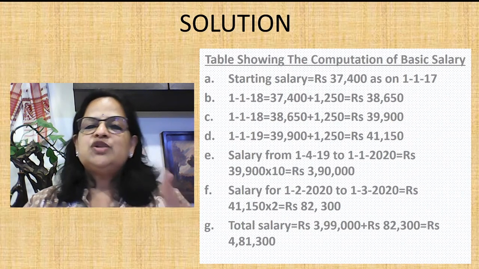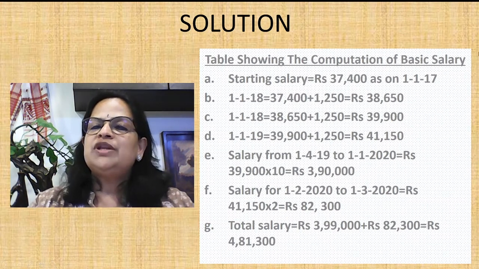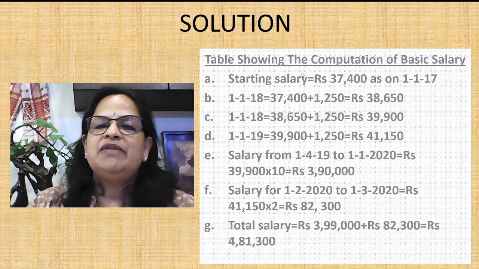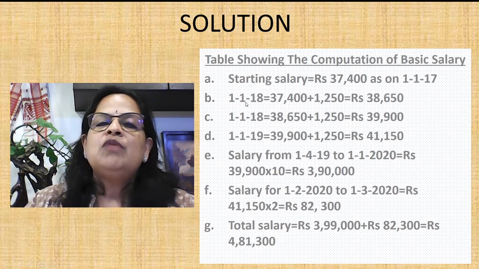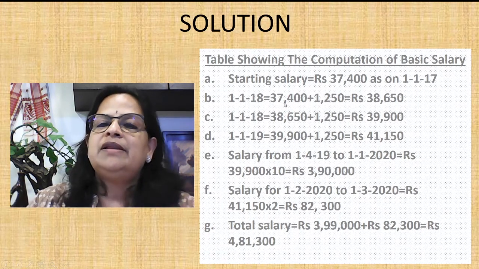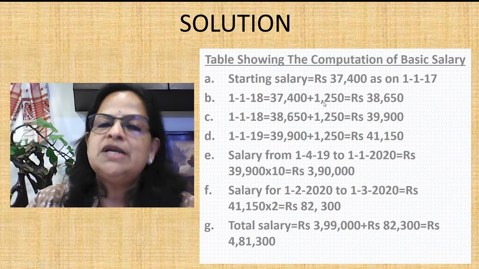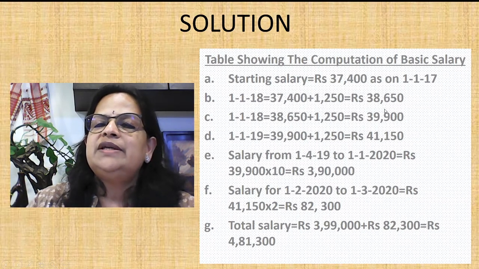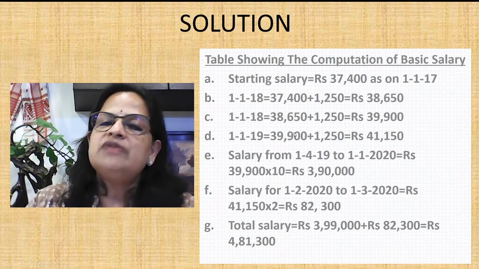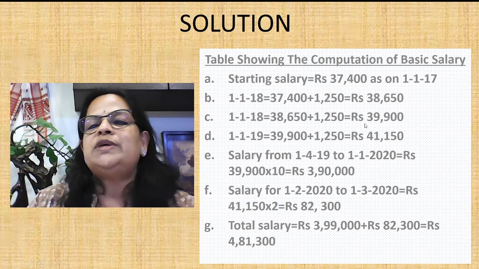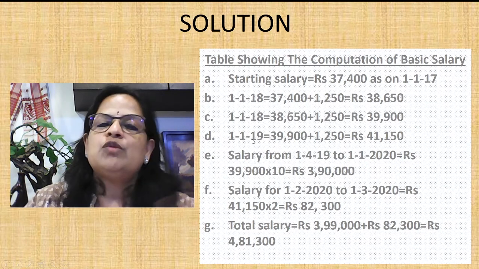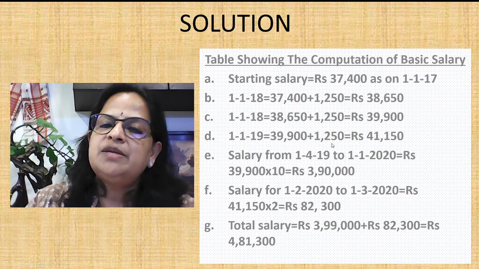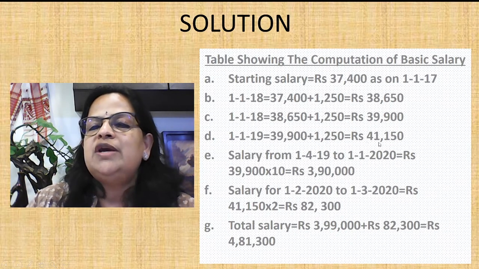Now, I told you, the table showing the computation of basic salary. The statement I am giving: he starts with 37,400 on 1/1/17. On 1/1/18 he has completed 1 year, meaning 37,400 plus 1,250, he is getting 38,650. Next year, 38,650 plus 1,250 is 39,900. Now our previous year, 1/1/19, 39,900 plus 1,250 is 41,150.